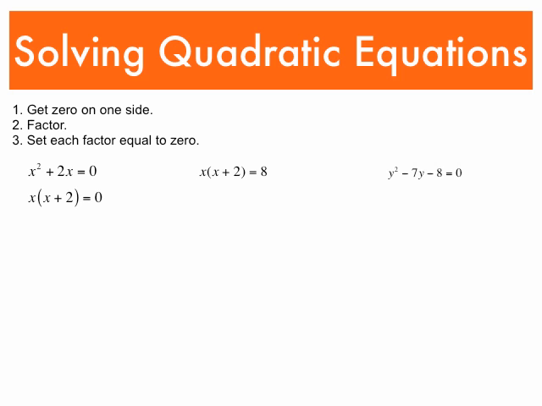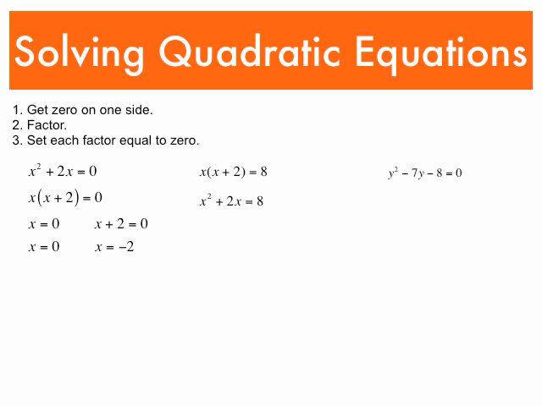So I'll set x equal to 0, set x plus 2 equal to 0. Now I'll solve each of those. X equals 0, that's already done. X plus 2 equals 0, subtract 2 from both sides, so I get x equals negative 2. And that's my answer.